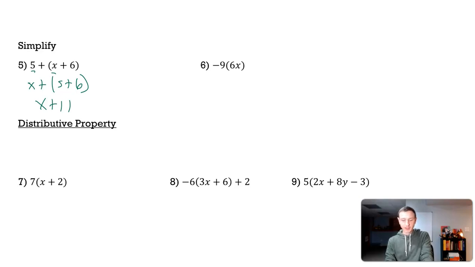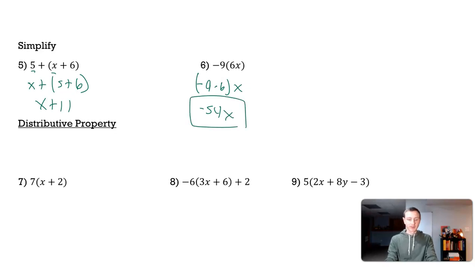And then number 6, negative 9 times 6x. I can't do 6 times x, it would just be 6x. So I can regroup and say negative 9 times 6, and then have the x. So what is negative 9 times 6? Negative 9 times 6 is negative 54x. So then that would simplify to negative 54x.